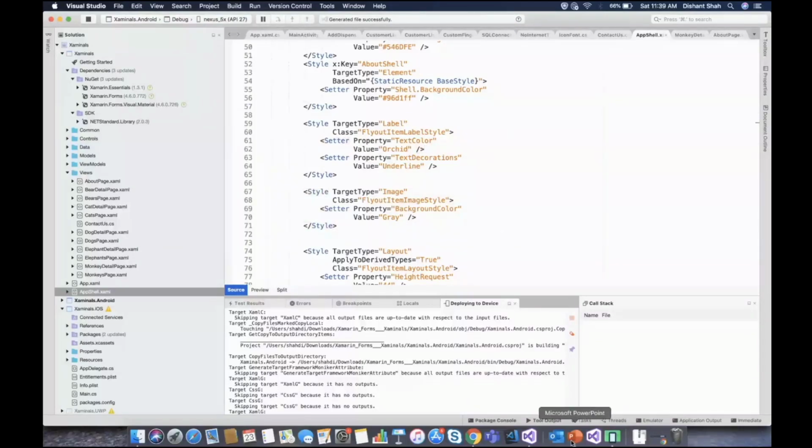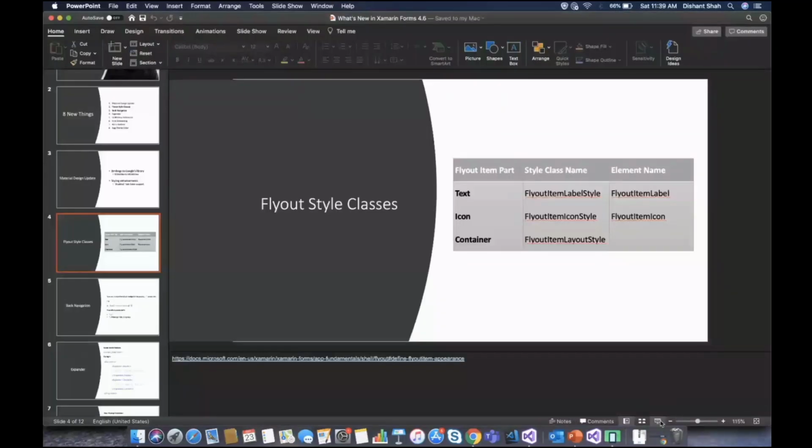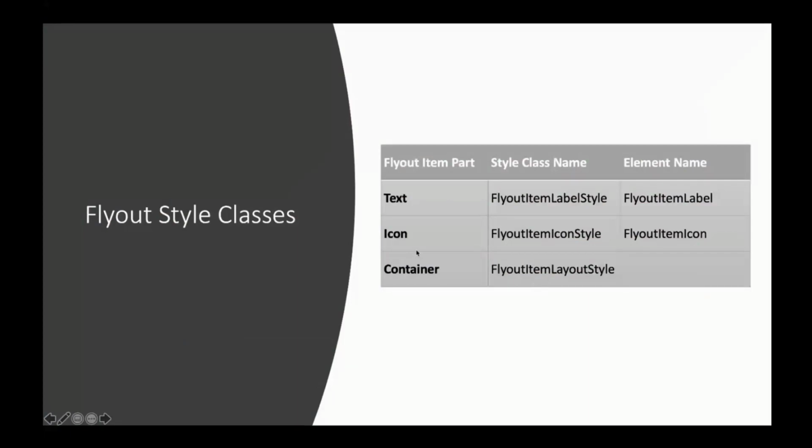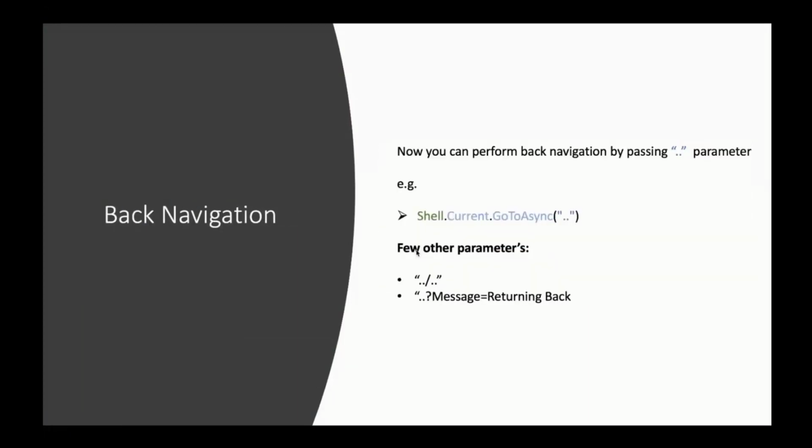So let's move to our next feature. Back navigation. This is another cool new feature. If you are using Xamarin Forms Shell, the current navigation system is like you have to pass the entire route. Even if you want to go back, you have to pass the route to which page you have to go back. But with the latest update, you don't have to do that anymore if you want to just go back. There is this new parameter added to your GoToAsync method, which is double dot. If you pass this parameter, it will automatically be considered a back navigation.